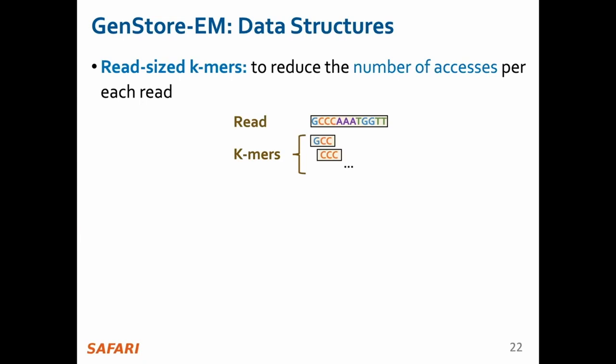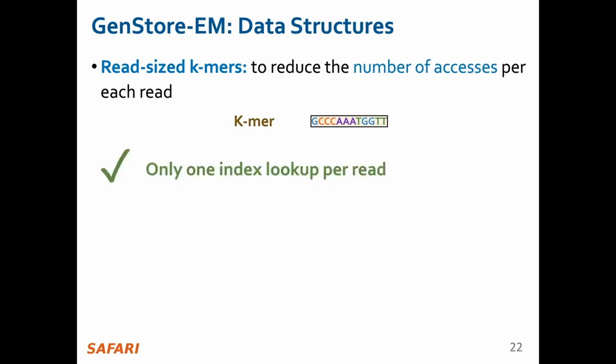So to reduce the number of accesses per read, we introduced the concept of read-sized k-mers. Instead of extracting several k-mers per read, we consider that a read is one k-mer. Therefore, instead of having several k-mers to look up in the index and reference genome several times, we would have only one index lookup per read.